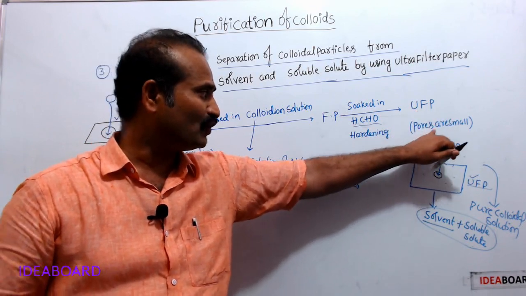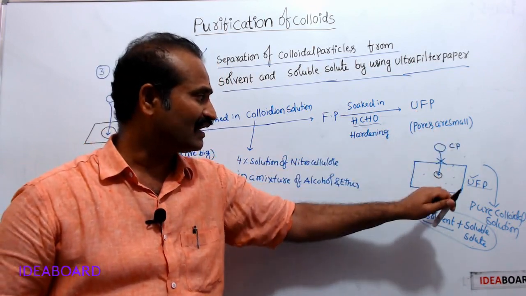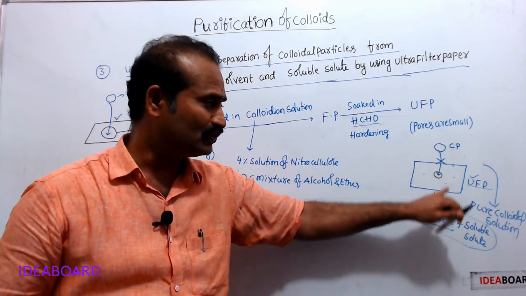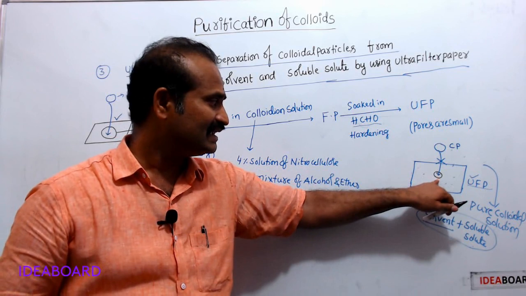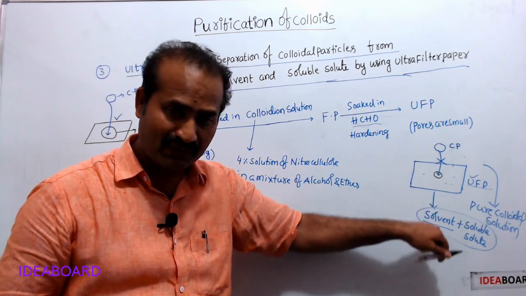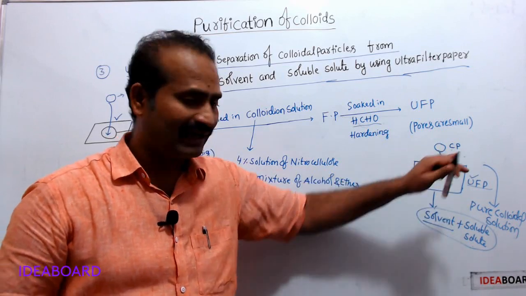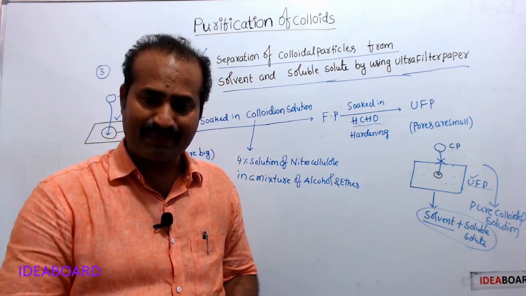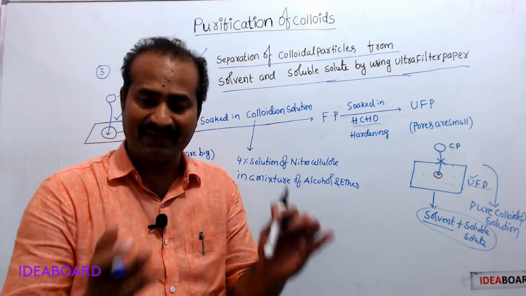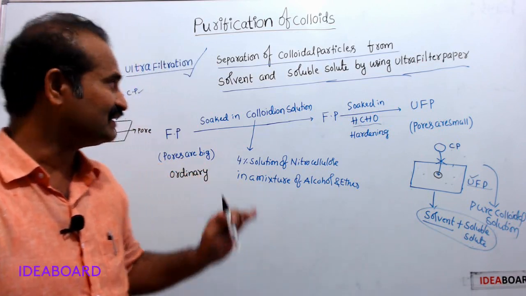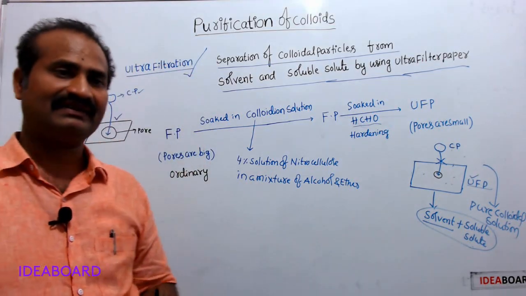In ultrafilter paper, pores are small. These small pores do not allow colloidal particles to pass through the filter paper. Therefore, colloidal particles are trapped over the ultrafilter paper. Those are separated and mixed with the dispersion medium in order to get a pure colloidal solution. This method is known as ultrafiltration.